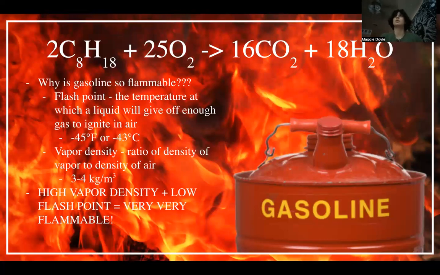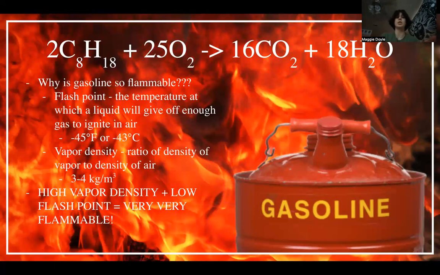So for gasoline to not emit that vapor that will catch on fire, it would have to be tundra level cold. It would have to be under negative 45 degrees for you to have an open flame anywhere near gasoline and it not catch on fire. But obviously, we're not in the tundra, right?